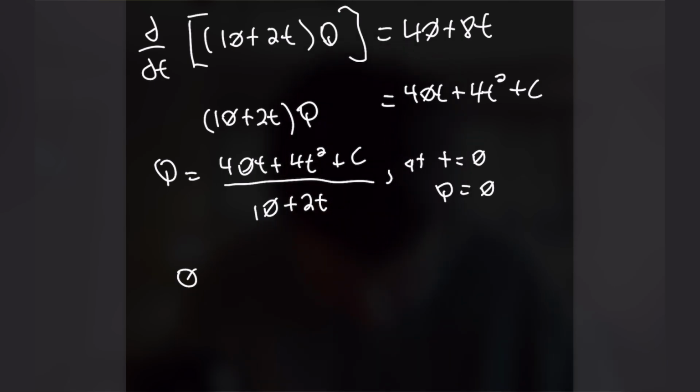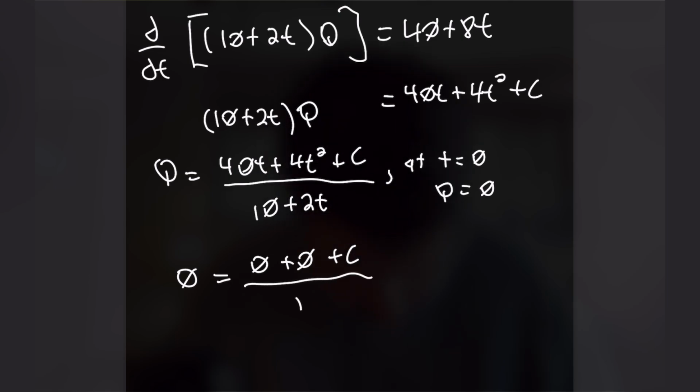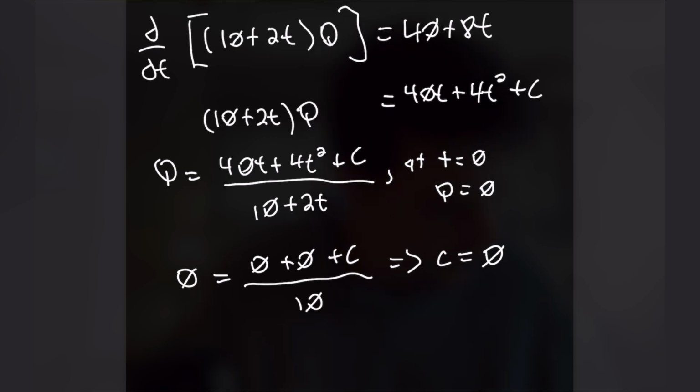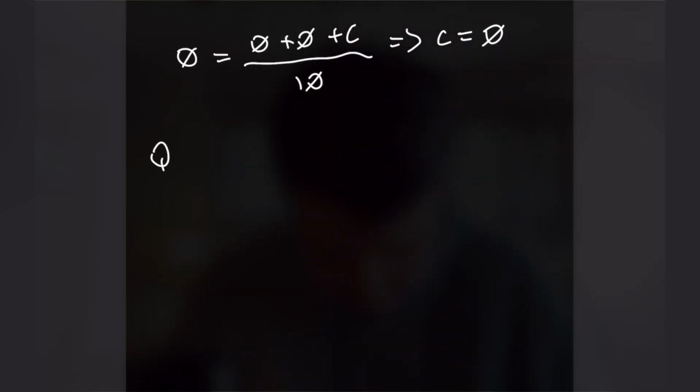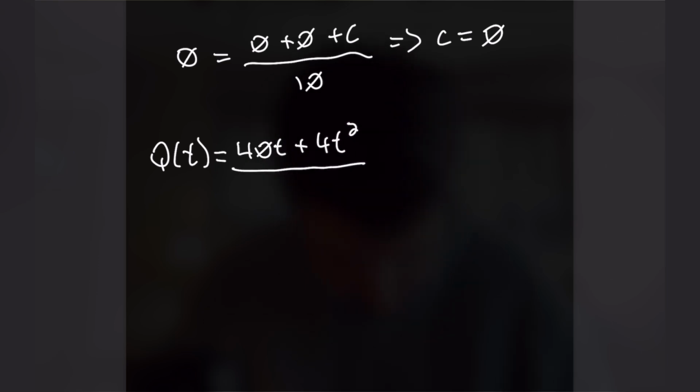So that means we'll have 0 is equal to, well, that first 40 will go to 0, the second one will go to 0, and then we'll have plus c. That's going to be all over 10, which means, of course, that our constant c is equal to 0. That gives us our final equation for the salt value at any time t. We will have q of t is equal to 40t plus 4t squared all over 10 plus 2t.